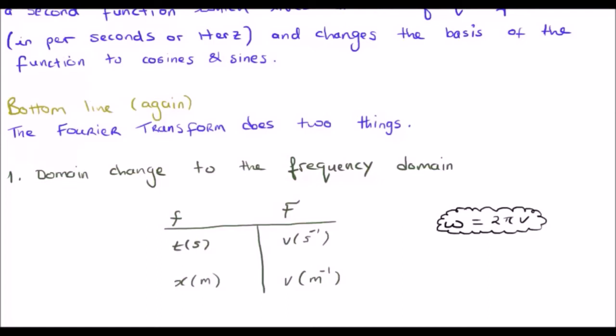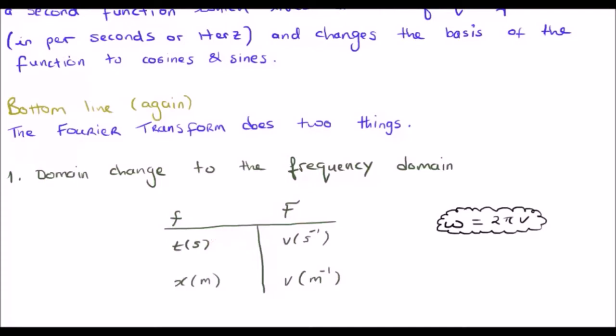The Fourier transform does two things. The first thing it does is a domain change to the frequency domain. So it'll change your function from, let's say, small f, and when we speak about a transformed function, we usually speak of capital F. So let's say small f, which is your original function, is one of time measured in seconds. The transformed function will be one of frequency measured in per seconds.